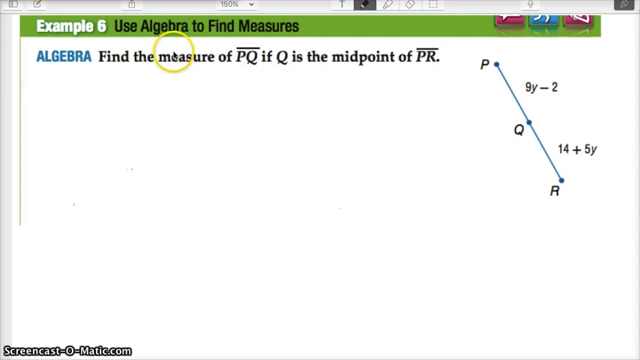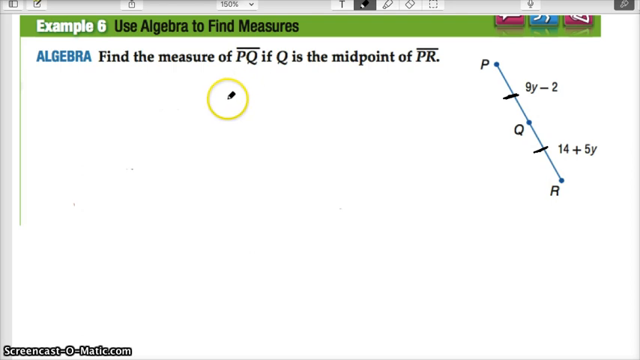Here in Example 6, we're going to use some algebra to find some measurements. And so what we're given here is that we've got a segment PR where Q is the midpoint. So find the length of PQ if Q is the midpoint of this segment. Remember the definition of midpoint? Midpoint is a point between two endpoints such that we split the segment into two equivalent segments that are attached to that midpoint. So what that tells me is that PQ is congruent to QR.